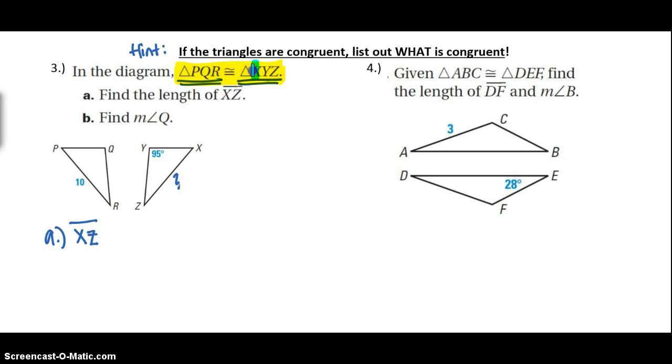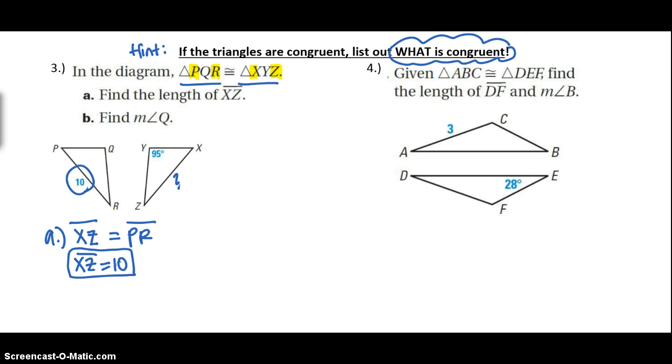Do you see XZ right here? See that XZ? Here, I'm gonna do it like this. XZ. See it? What goes with that in this other little triangle over here? The PR, right? The PR. So we know XZ equals PR. Well, in the picture, do we know what PR is? We do. It's right here. It's 10. So we can say that XZ equals 10 then. Done with that. So I'm matching up what is congruent. Okay, match up what is congruent.